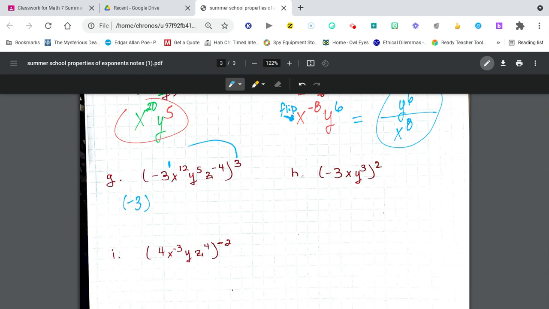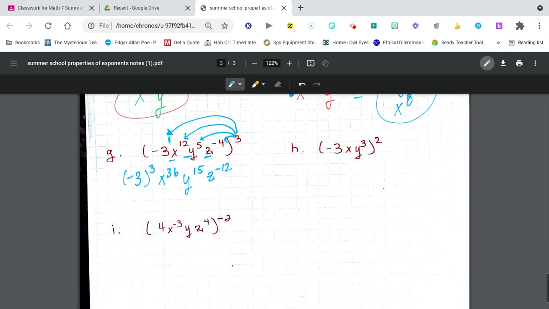I'll take the outside exponent and multiply by the exponent of negative 3, which is an understood 1. So I'll get 3. Keep the x. Take 3 and multiply it by 12. It's 36. Keep the y. Take the 3 and multiply it by 5, which is 15. Keep the z. Take the 3 and multiply by negative 4, which is negative 12.